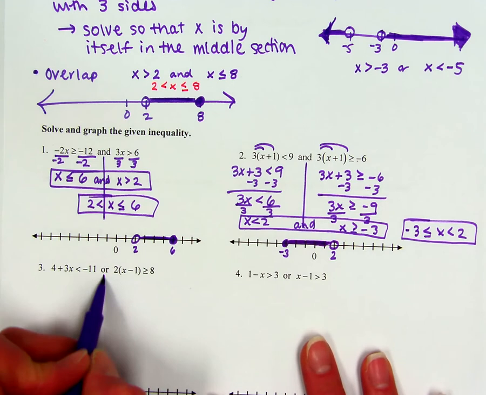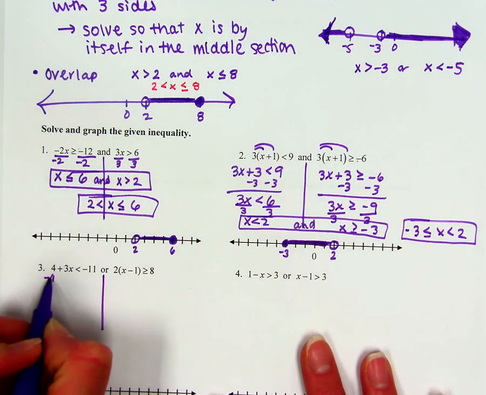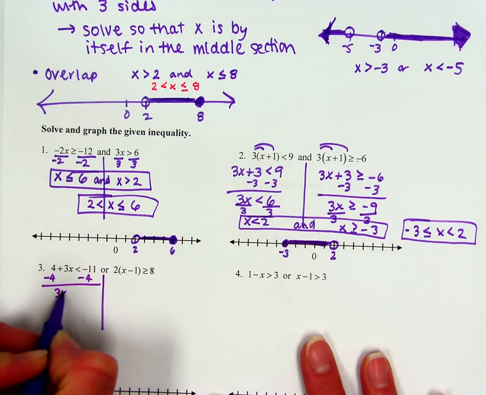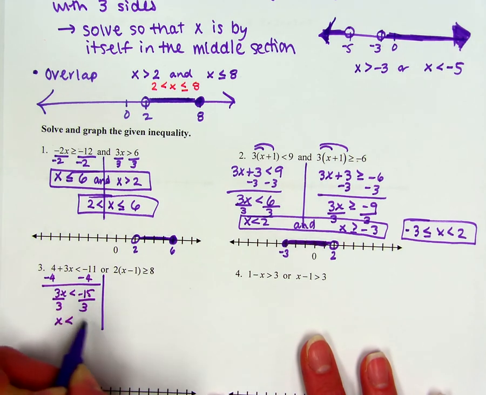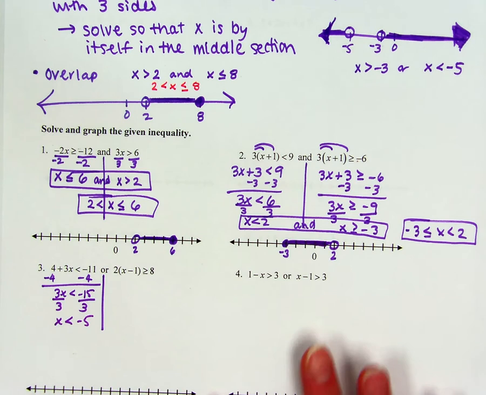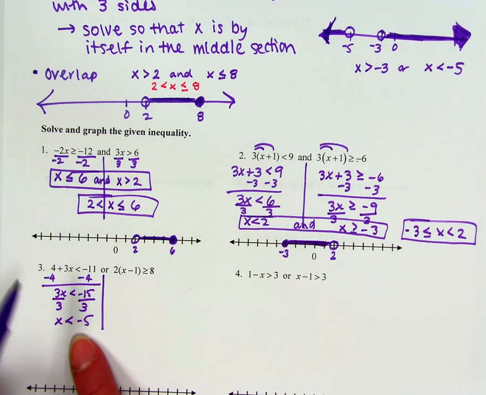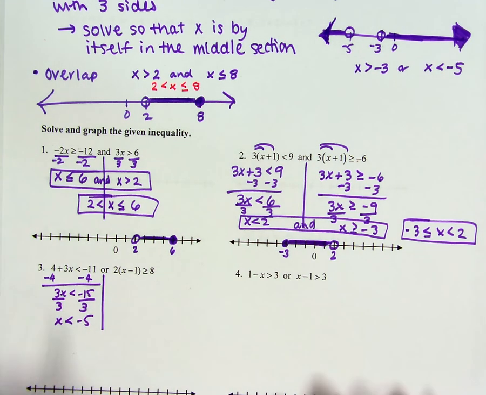All right, this one now is "or," so we're going to solve for x first. Subtract 4, we get 3x is less than -15. Divide by 3, we get x is less than -5. Notice that I did not flip my symbol because I divided by a positive number on both sides.